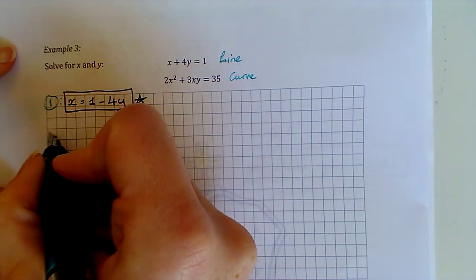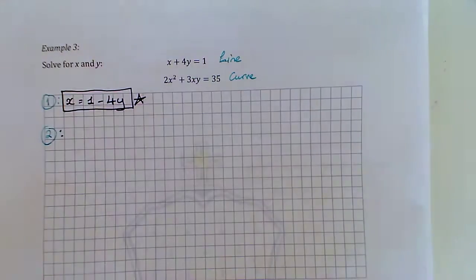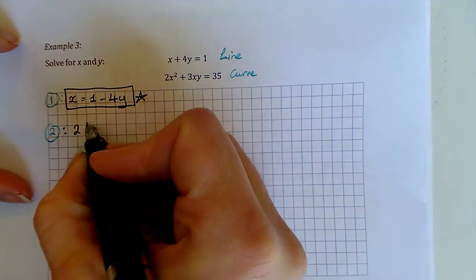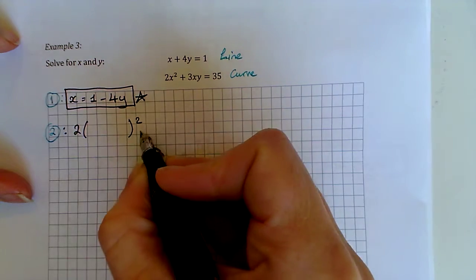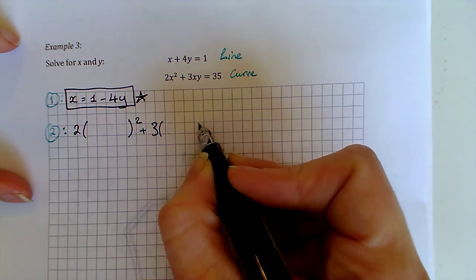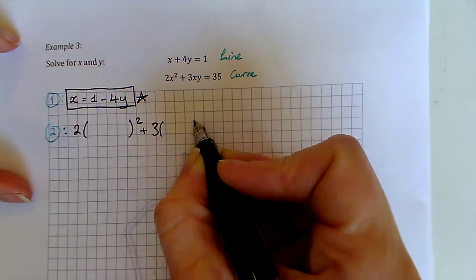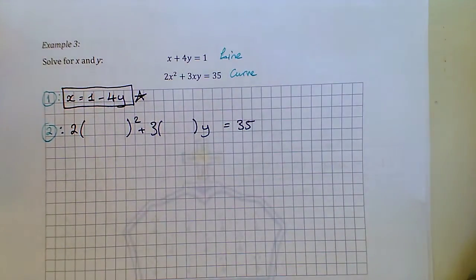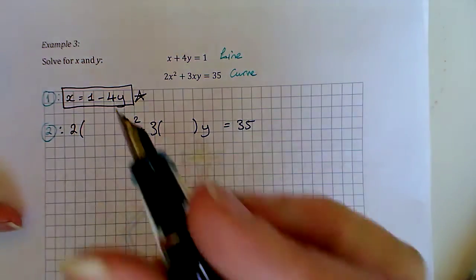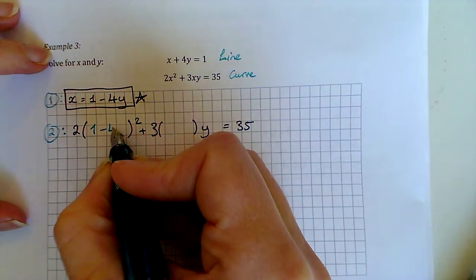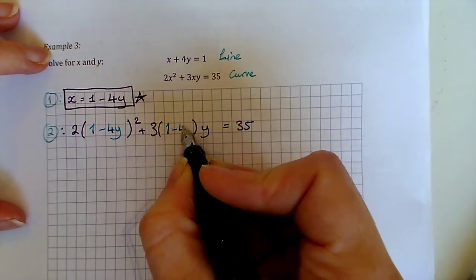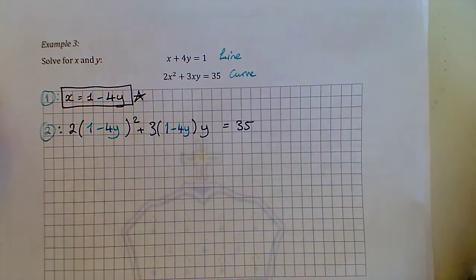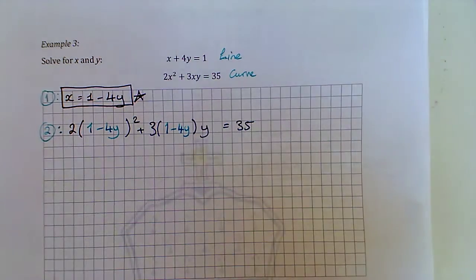Then the second step is everywhere I have x, I need to replace it with 1 minus 4y. So instead of 2x squared or 3 by something by y, every single place I replace it with exactly the same formula. 1 minus 4y here and 1 minus 4y here, because we know the value of x in terms of y. Then we multiply out all of our brackets.